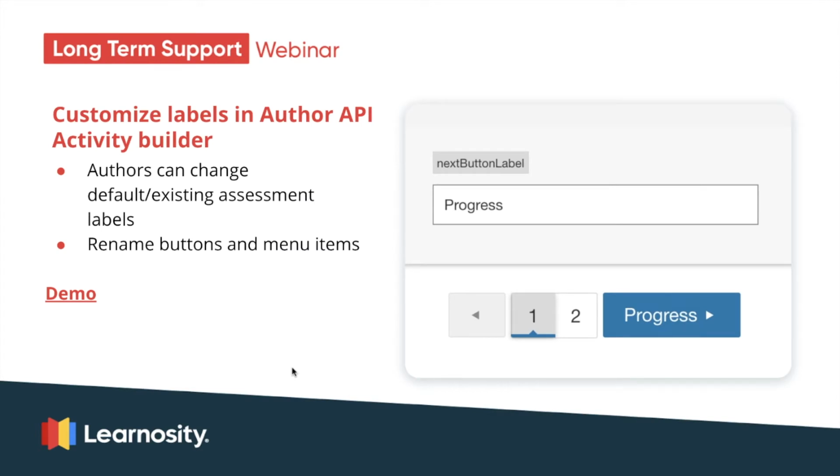We've also enabled better customization by authors in the Author API Activity Editor, by allowing authors to customize the text of any buttons in the assessment player and any messaging, any pop-ups, titles, tooltips, all those sorts of things to suit whatever phrasing you need, whatever language you need. You might be delivering an assessment in French or in Arabic, whatever you need. You can now set these labels up within the Author API.